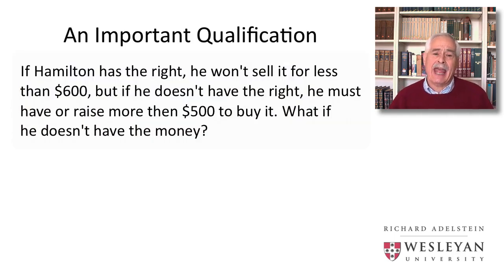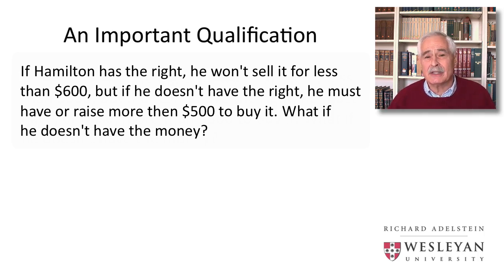Suppose Hamilton has the right. Then, as we've seen, he won't sell it for less than $600, because if Jefferson has the right, Jefferson will use that right to impose a $600 cost on Hamilton. To avoid that $600 cost, Hamilton, if he has the right, will refuse to sell the right for less than $600, and he is the higher valuing owner in this example.